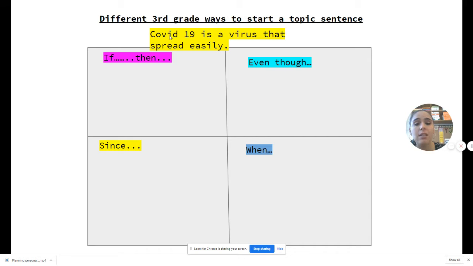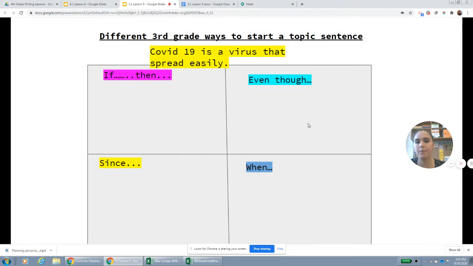So it says COVID-19 is a virus that spreads easily. So I'm going to write a sentence with an if-then sentence. I'm going to think of a way to add if-then to say the same thing in different ways. So I'm going to start my sentence with even though, and then try to say the sentence. I'm going to start with since, and I'm going to start with when. So at the end of the day, it's going to pretty much say that it's a virus that spreads, because that is what my paragraph is all about. It's a virus that spreads. But I'm going to practice writing it in different ways.